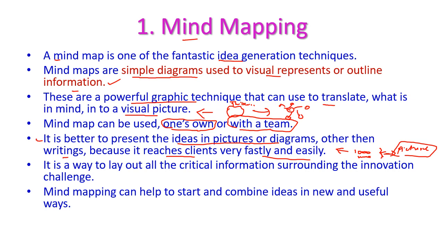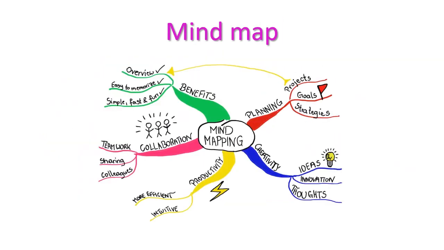It is a way to lay out all the critical information surrounding an innovation challenge. A mind map can help to start and combine ideas in new and useful ways. Instead of writing 1,000 words to explain a particular project, by using this diagram, we can easily explain all the project phases, and the user can easily capture all the information and phases of those projects. So this is called mind mapping. Here we can use different colors for different phases of the project.